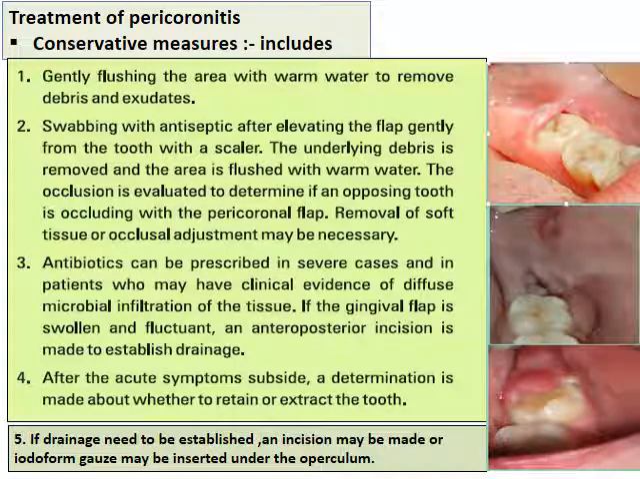Treatment of pericoronitis. For the treatment of pericoronitis, we have many modalities of treatment. First of all, here are the conservative measures. First of all, you have to flush the area with warm water to remove debris and exudate. We said this area has plaque, exudate, and food debris. So we try to do irrigation: we take a syringe with warm saline and irrigate to clean this area.